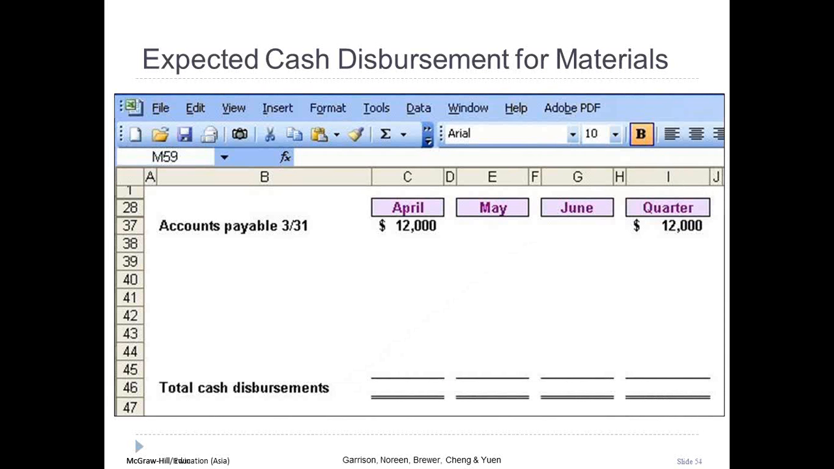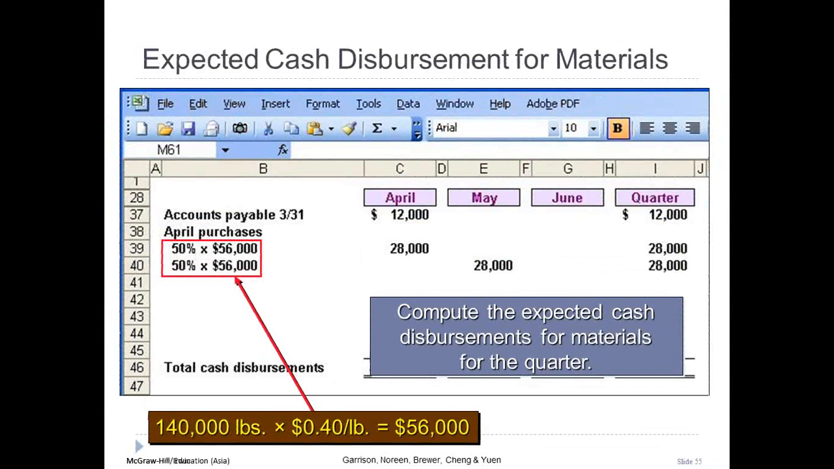The first step in calculating Royal's cash disbursements is to insert the beginning accounts payable balance, which is $12,000, into the April column of the cash disbursement schedule. This balance will be paid in full in April.